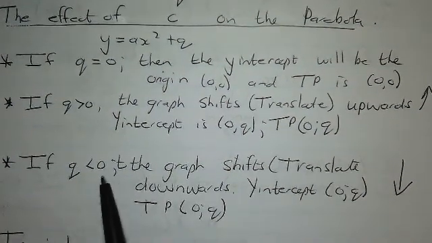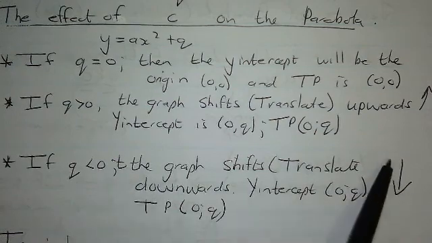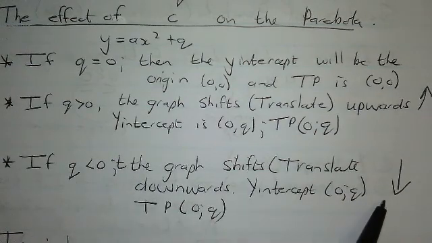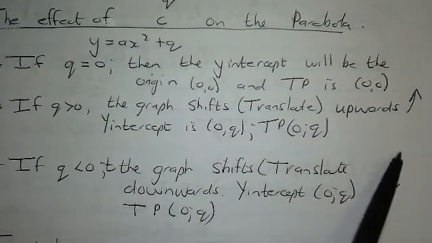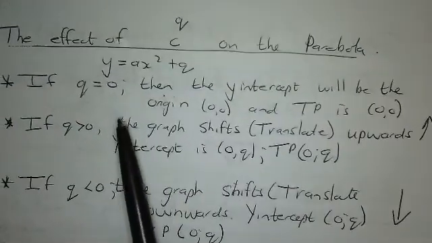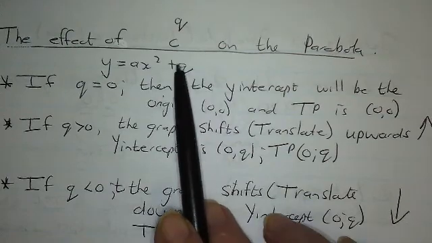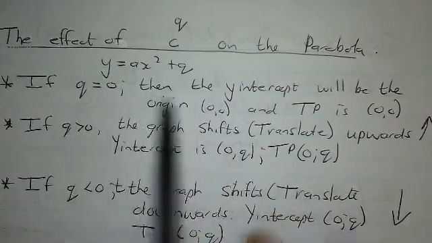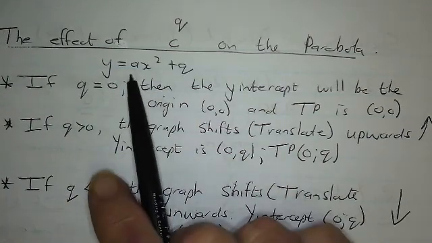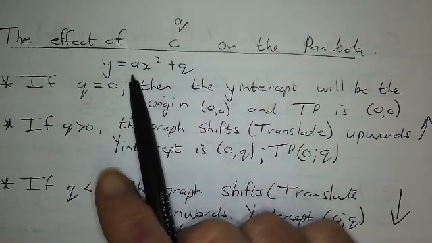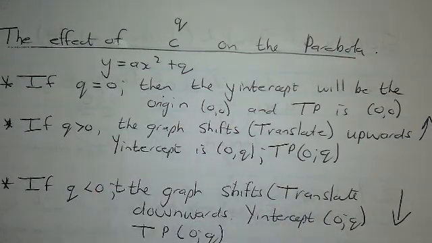But if the Q is negative, shifted downwards, translated downwards. If the Q is positive, it's going upwards. If the Q is 0, if there's no number there, it stays on the origin. So that's the effect of the Q. Remember, the A indicating the shape. Let's have a look at terminology.